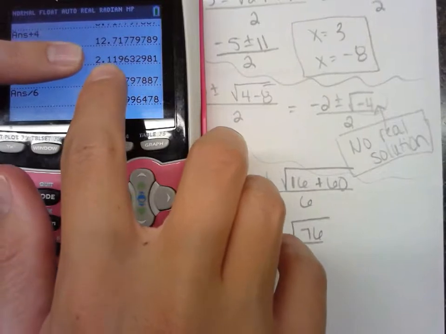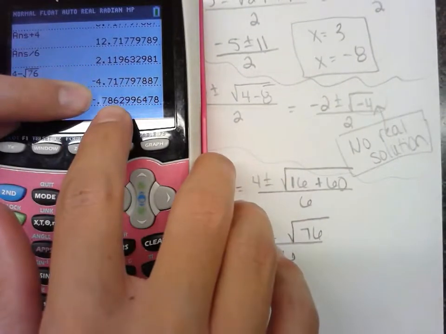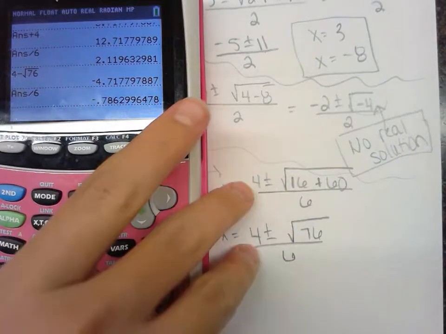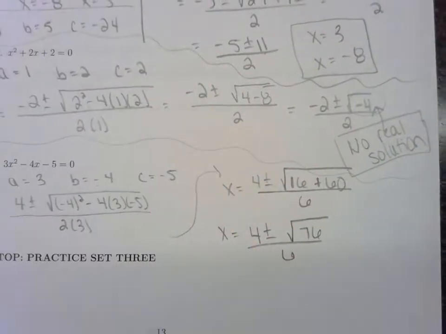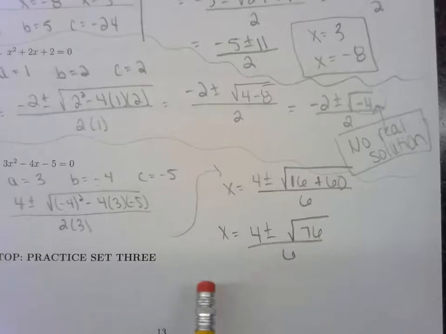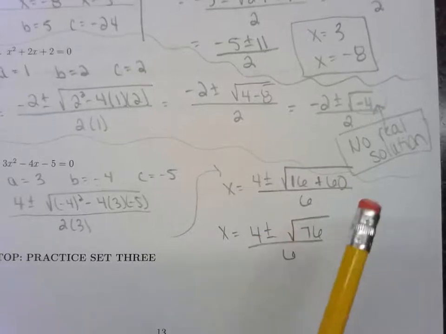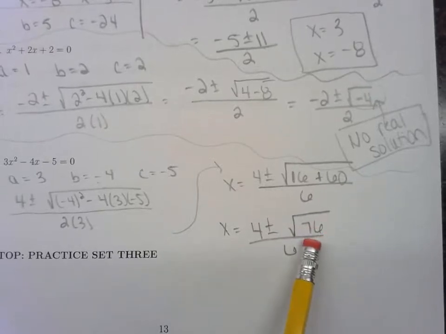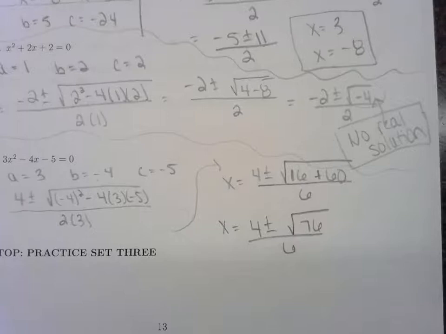So you have 2.12 as your approximate, and then negative 7.79. Now, most likely on the exam, they're not going to give you approximate versions. They're going to want the exact versions, which is this. But we can simplify this. Underneath the square root, we're looking for a perfect square that goes into 76.